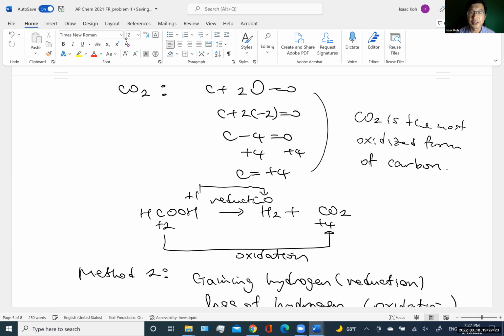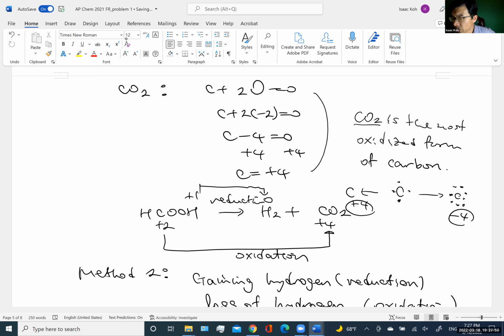Carbon can have oxidation number, oxidation state between -4 to +4. Carbon has 4 valence electrons. So when it loses all of them, it is +4. And when it gains 4 of them, it is -4. So then the oxidation number of carbon is in between +4 and -4. And the most oxidized form is carbon dioxide.